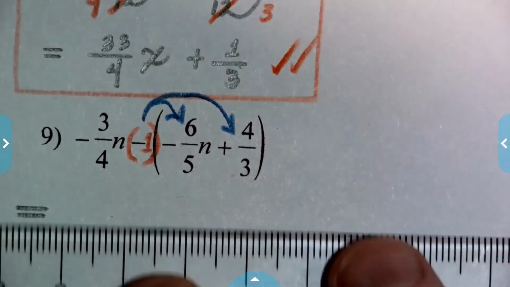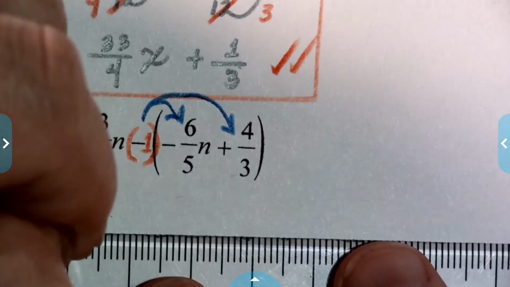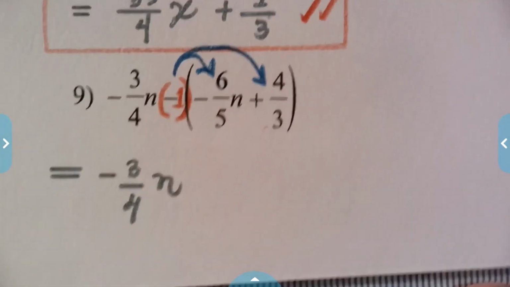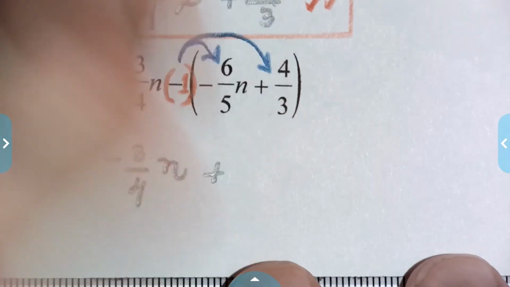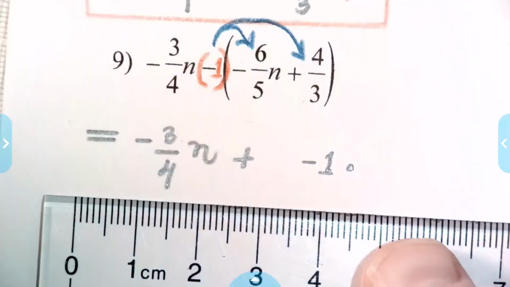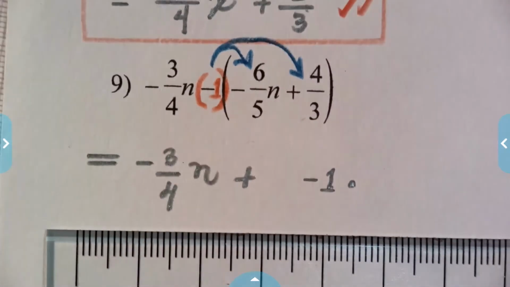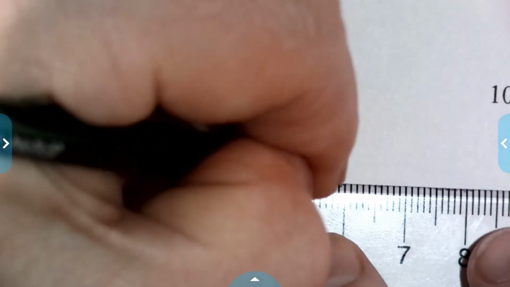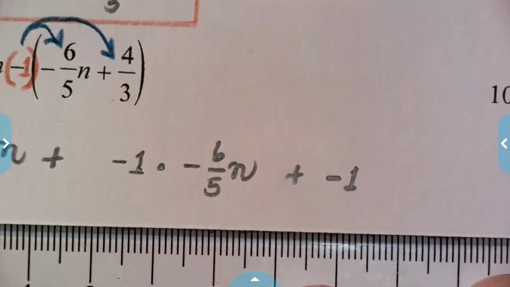So what have we got here? We got -3/4 n plus, and then we have -1 times -6/5n. Okay, plus -1 times 4/3.